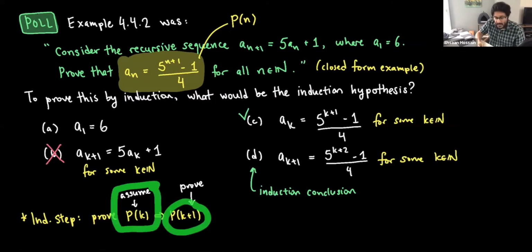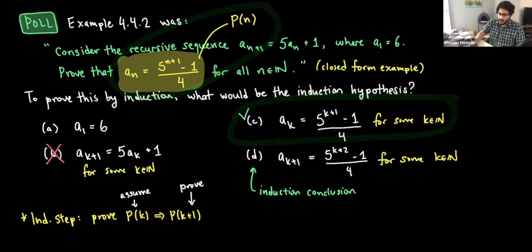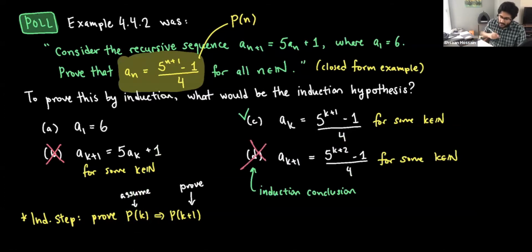This part that you're assuming, that's the induction hypothesis, right? So P(k) means I take P(n) and replace n by k. And if you do that, you get C. If you replace n by k plus 1 in this statement, you're going to get this statement. But that's not the induction hypothesis. The induction hypothesis is P(k), not P(k+1). So that's why it's not D. D is the induction conclusion, not the induction hypothesis. Hypothesis, conclusion, down here. Okay? Clear now?